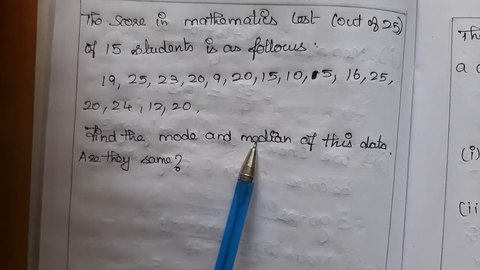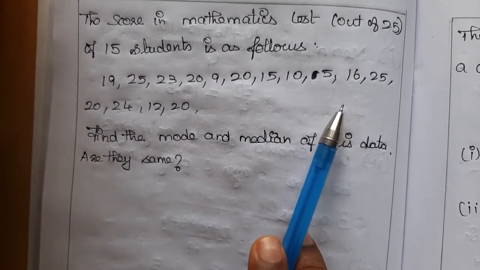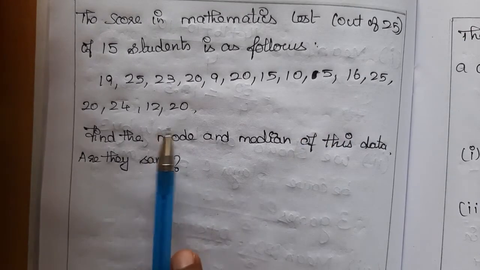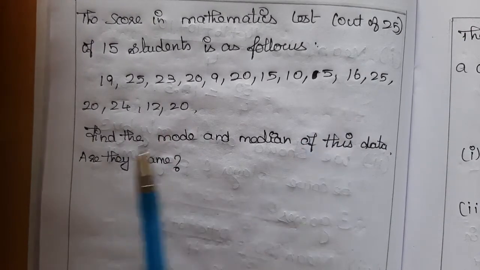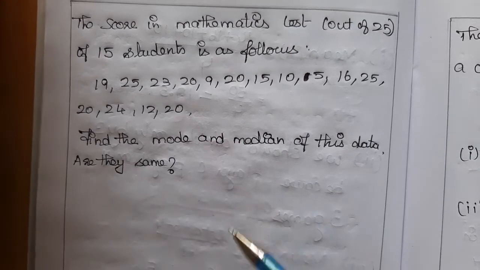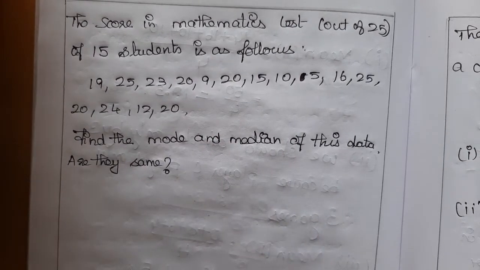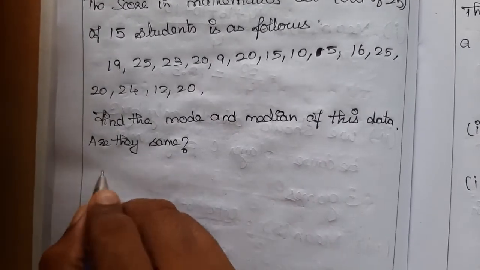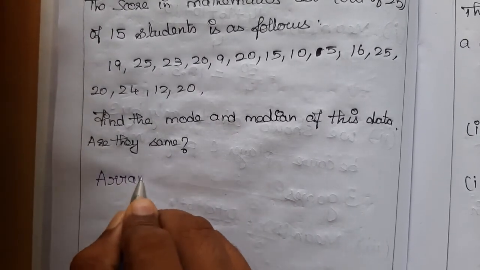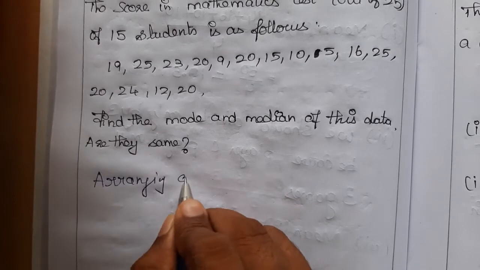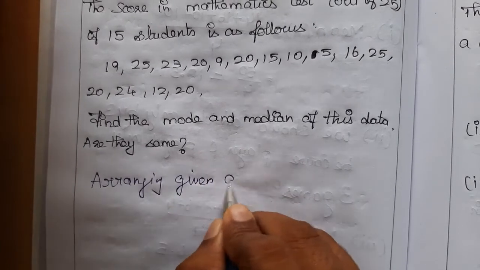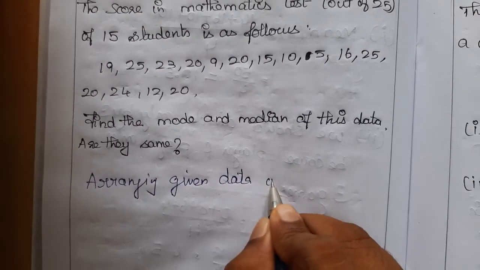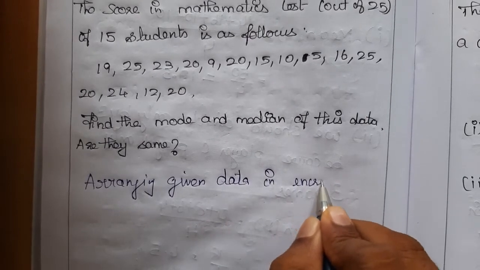So to find the median, we need to write in increasing order, and for mode we have to find the repeated number. So if you write in increasing order also, it is easy to find the most repeated value, right? So let me write in increasing order. First, arranging the given data in increasing order.